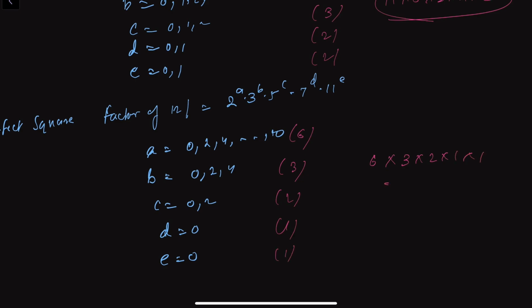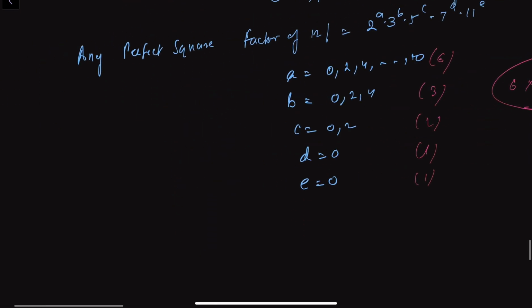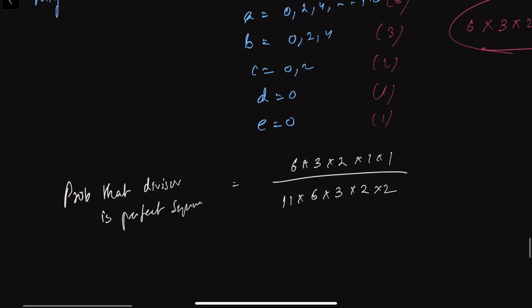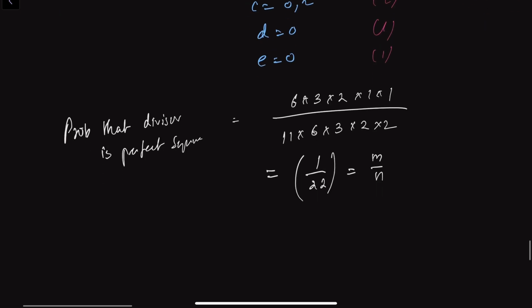Therefore, the probability that the divisor is a perfect square is 6 into 3 into 2 into 1 into 1 divided by 11 into 6 into 3 into 2 into 2. That is nothing but 1 by 22. So that is our m by n, and the sum would be 23.